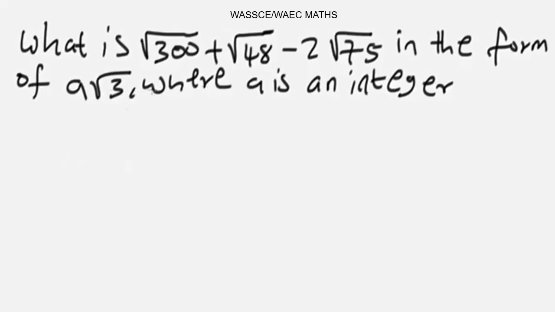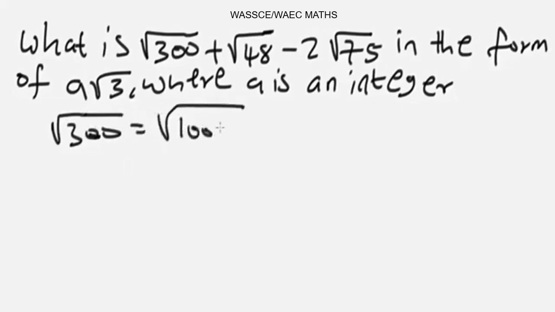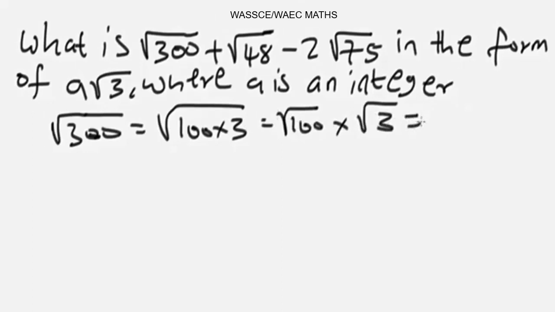So let's begin with writing square root of 300 in the form of root 3. Square root of 300 is the same thing as square root of 100 times 3. When you separate the square roots, this is the same thing as square root of 100 times square root of 3. So square root of 100 will give us what? 10. So you have 10 root 3.